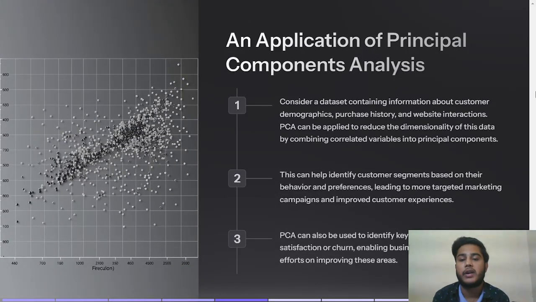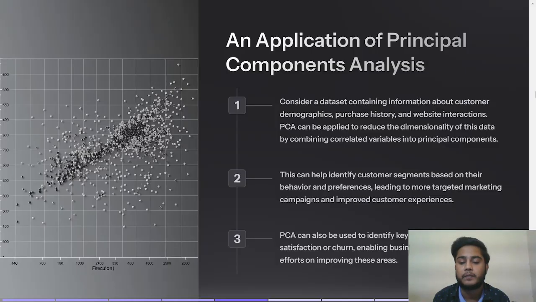Applications of principal component analysis. Consider a dataset containing information about customer demographics, purchase history, and website interactions. PCA can be applied to reduce the dimensionality of this data by combining correlated variables into principal components. This can help identify customer segments based on their behavior and preferences, leading to more targeted marketing campaigns and improved customer experiences.